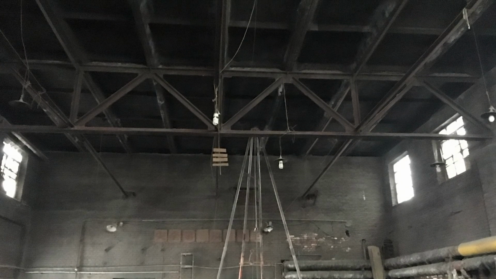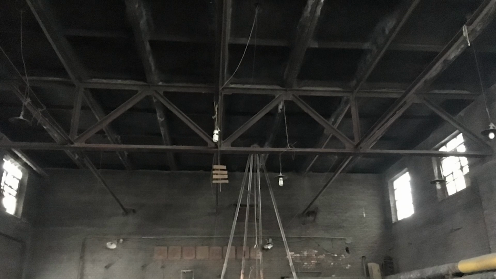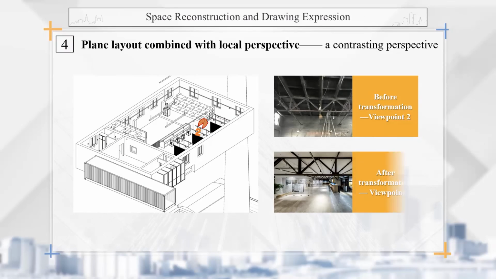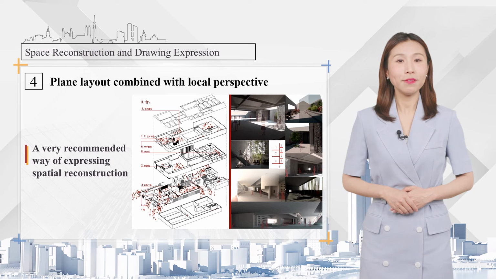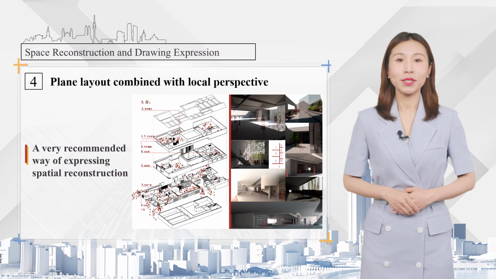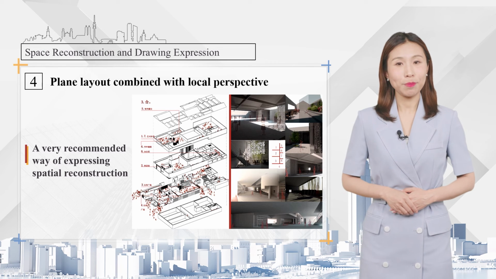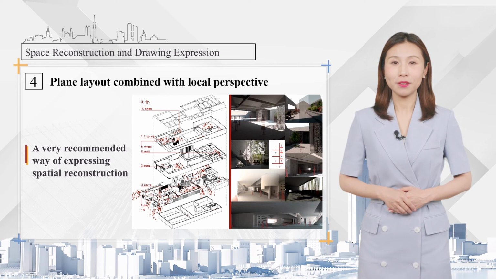All we can see is very broken chassis and tic-tac-toe steel roofs. After reuse, let's take a look at the situation as a temporary exhibition area. Such a contrasting perspective can very clearly show the difference before and after reuse. This is also a very recommended way of expressing spatial reconstruction. The above is the study of space reconstruction strategy and expression of a reuse project.